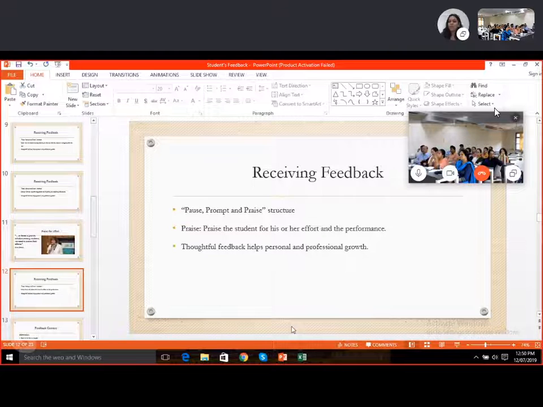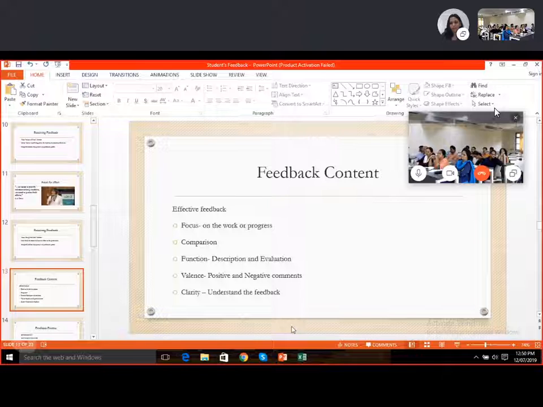So these are the pause, prompt, and praise structure which we follow in our teaching, and only then can we have thoughtful feedback from our students for our personal and professional growth. Now, what will be the feedback content?